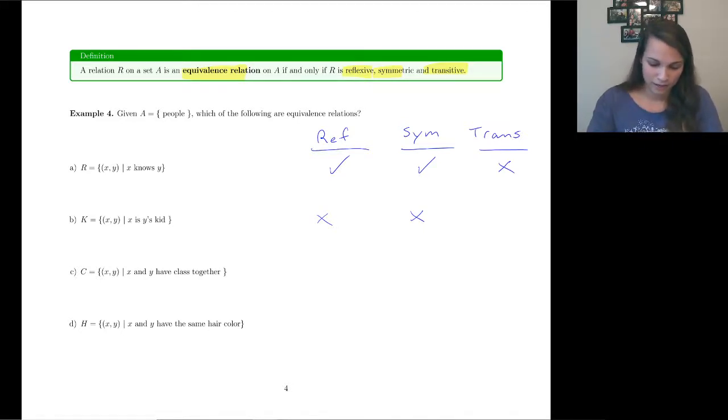And it turns out it's not transitive either. So if Landon had a kid, that would be my grandkid, not my kid.